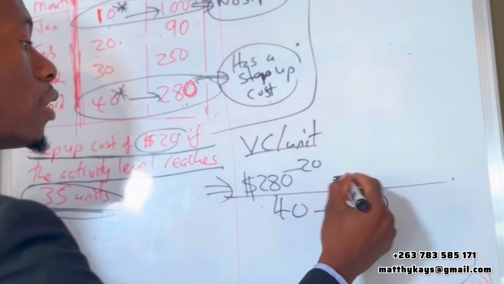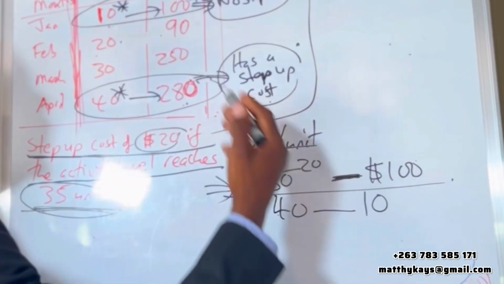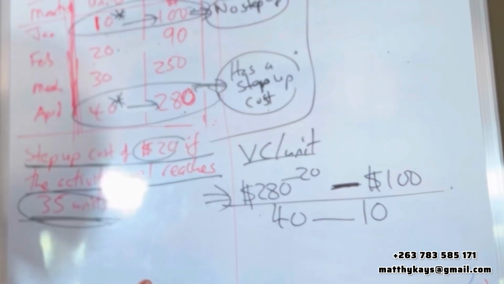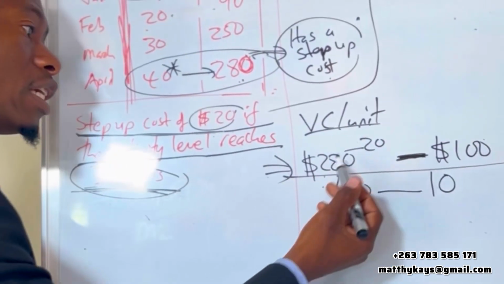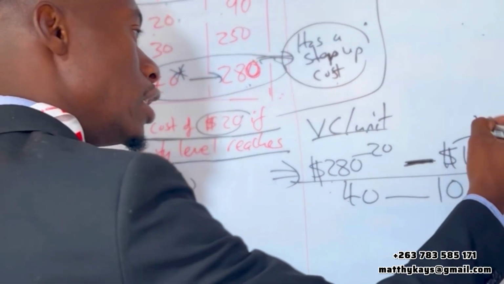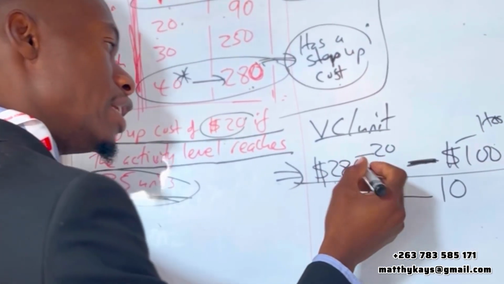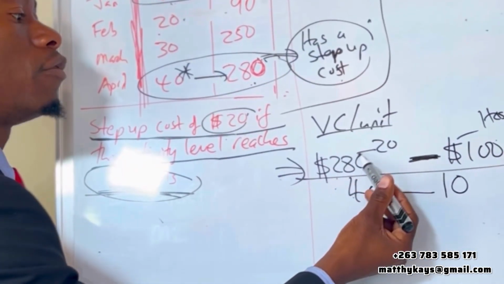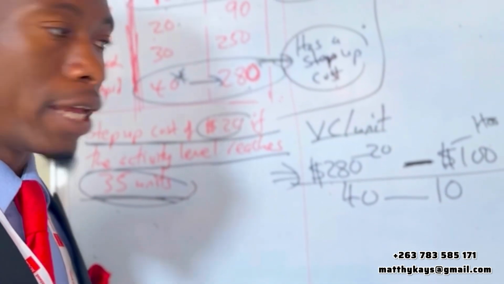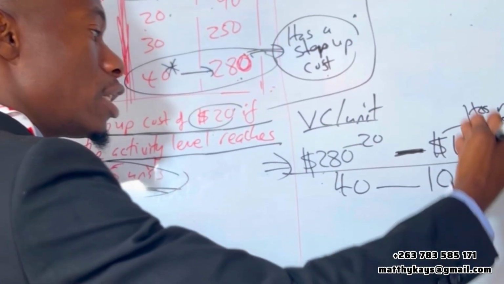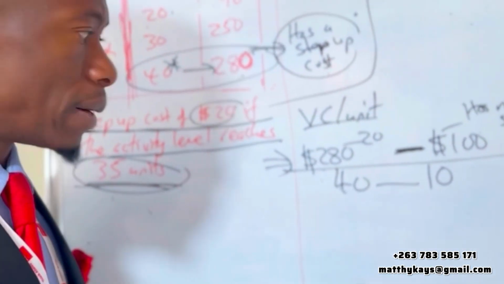Then we want to compare with the $100. And as you can see, the $100 already doesn't include the step-up. It doesn't have that $20 step-up. But this one has a step-up. So that's why we are removing the 20 first, so that it will be like with like: costs that don't have a step-up cost. When you remove it, it will also not include the step-up cost.